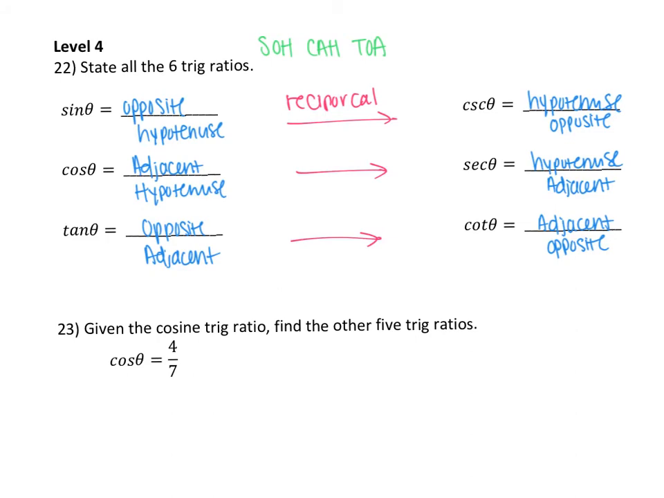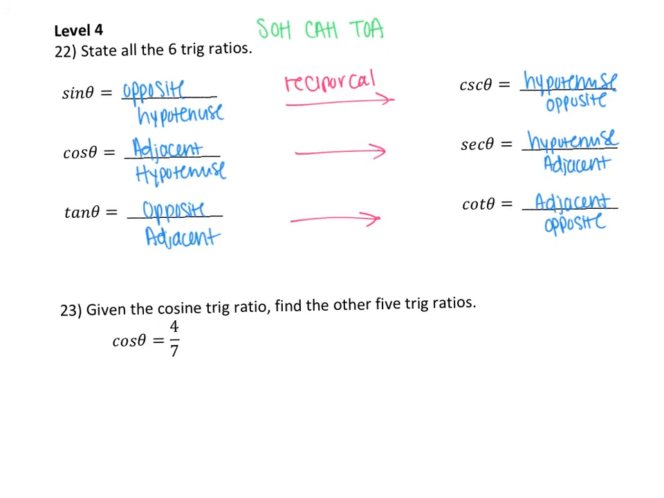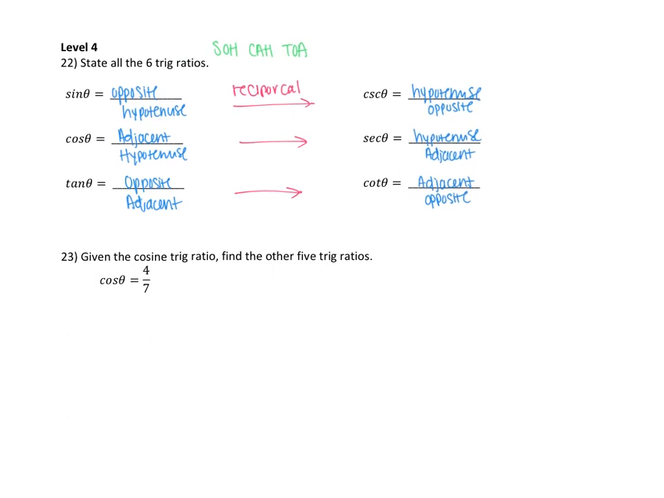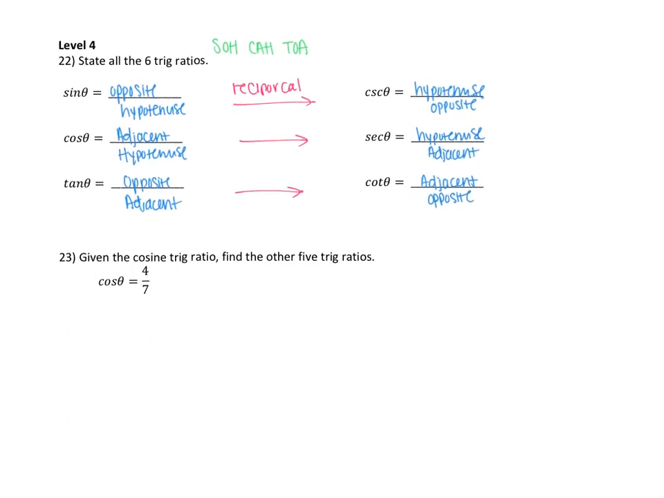All right, so now we have our full set of trig ratios. Let's get started with 23 here. I'm going to shrink this down just a little bit. When you look at 23, you're given a trig ratio of cosine equals 4 over 7, and you're asked to figure out the other 5 trig ratios. So right now we're missing sine. We have cosine. We don't have tangent. We're missing cosecant. We're missing all the trig inverses.